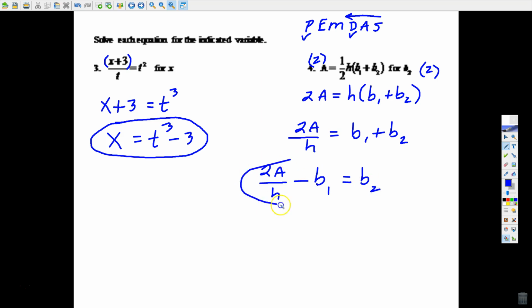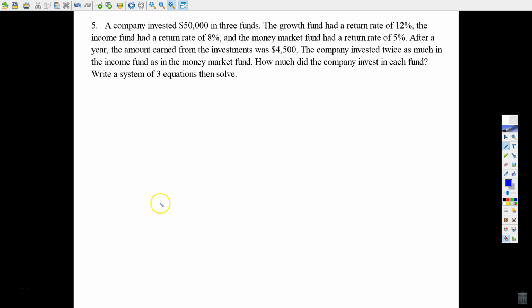So any questions? Just a review of how to solve for any variable. This is going to be so important for you heading to science classes. You really need this skill. Any questions? All right, we got one more.